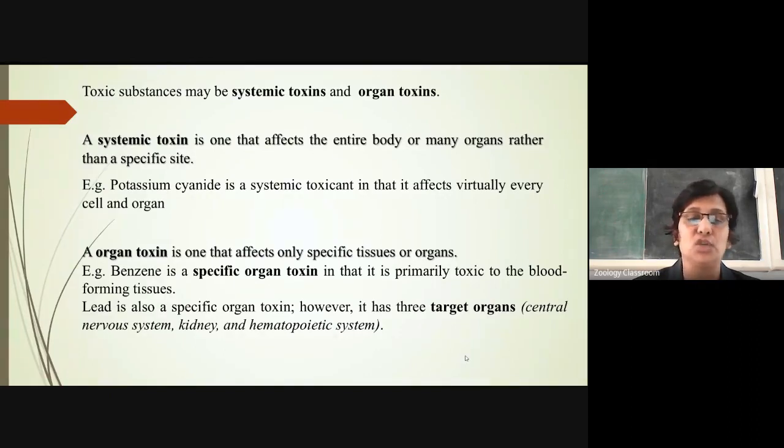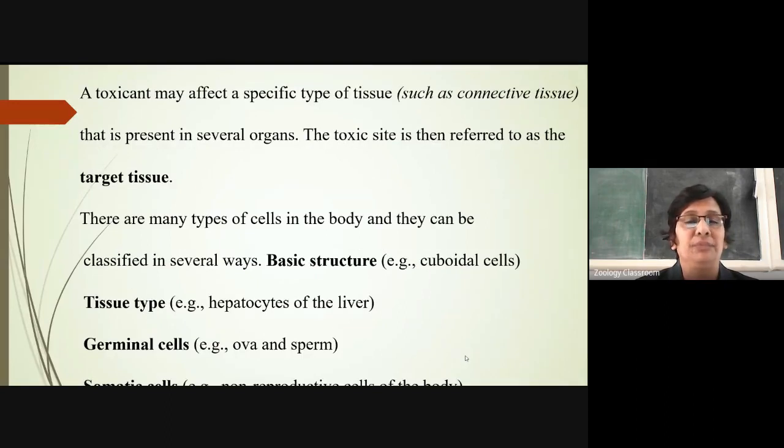or specific tissue. That specific organ is called the target organ, and after the effect of that particular toxin on that organ, damage of that organ takes place, for example in the central nervous system, kidneys and hematopoietic system. So there are several body tissues or cells present in the body, and these are affected by these toxic agents.